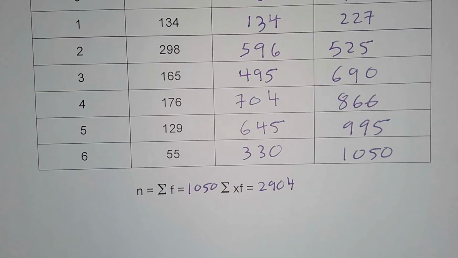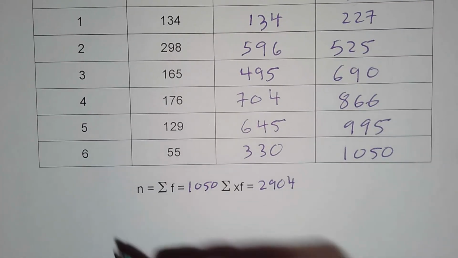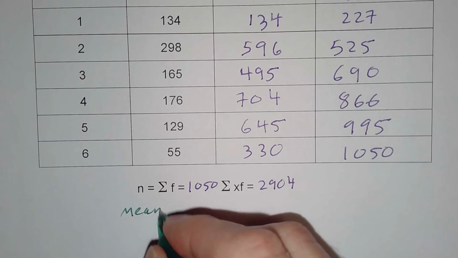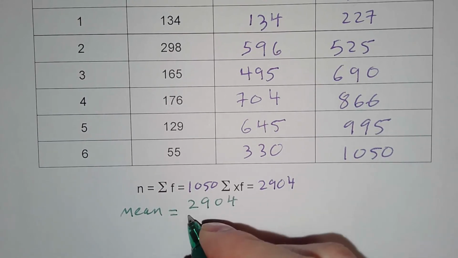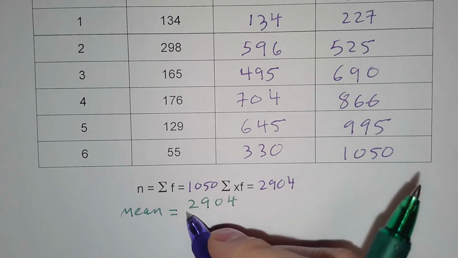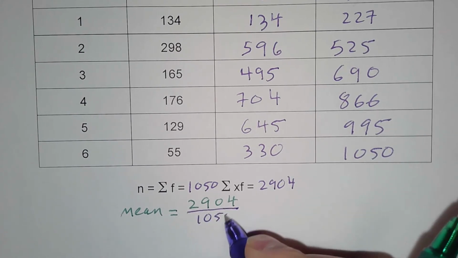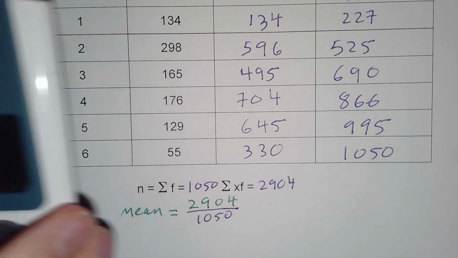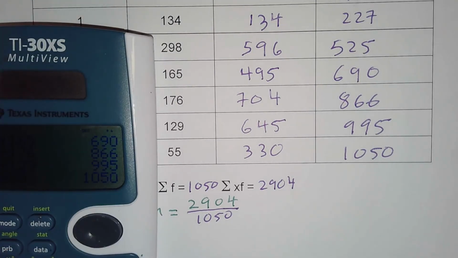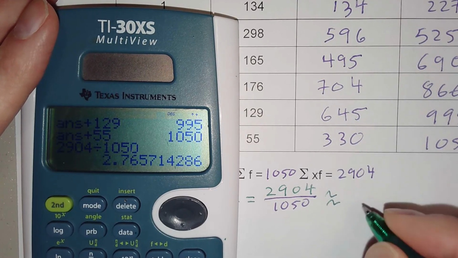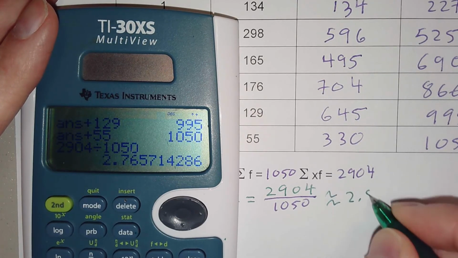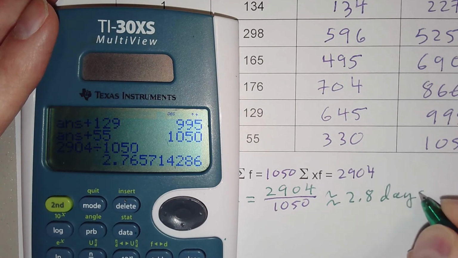Alright, so now I have everything to find the mean. We're taking 2904 divided by 1050. So let's do that. And we'll round it off. Let's call it 2.8 days. So that's our mean.